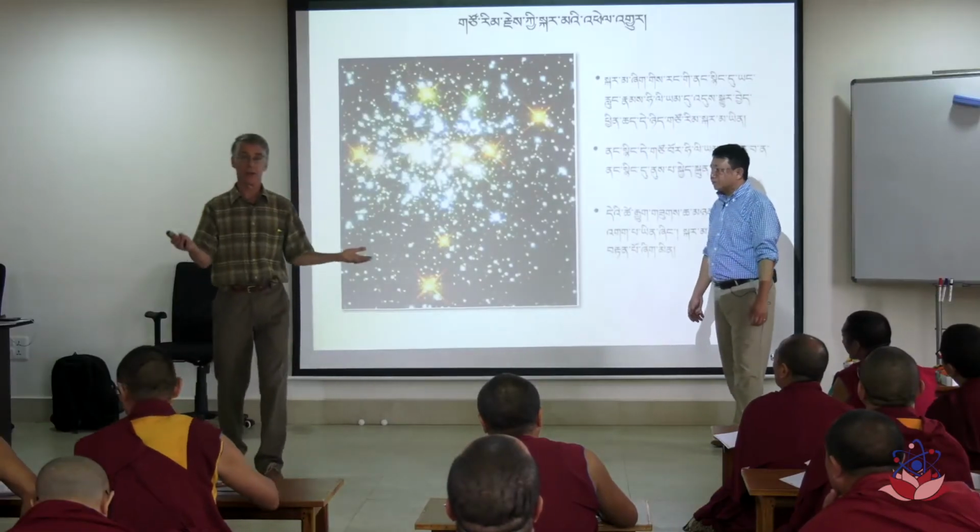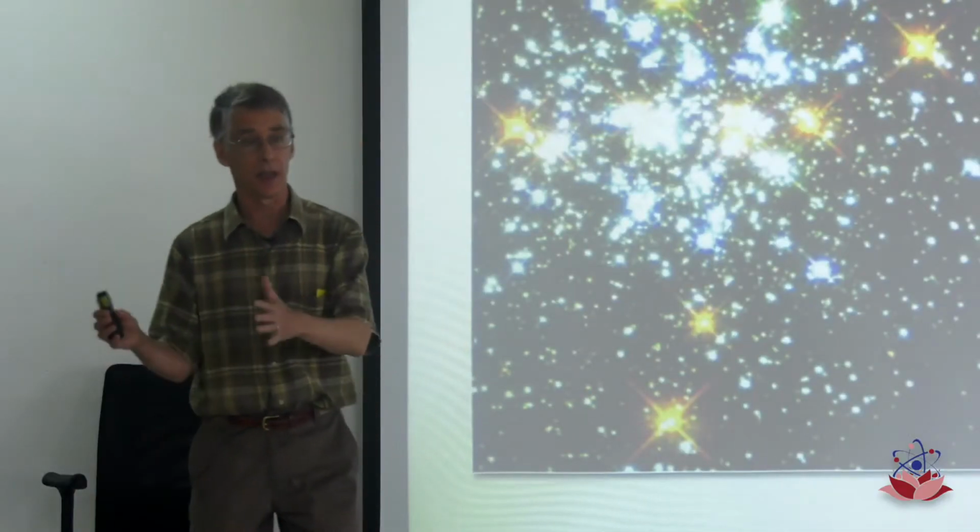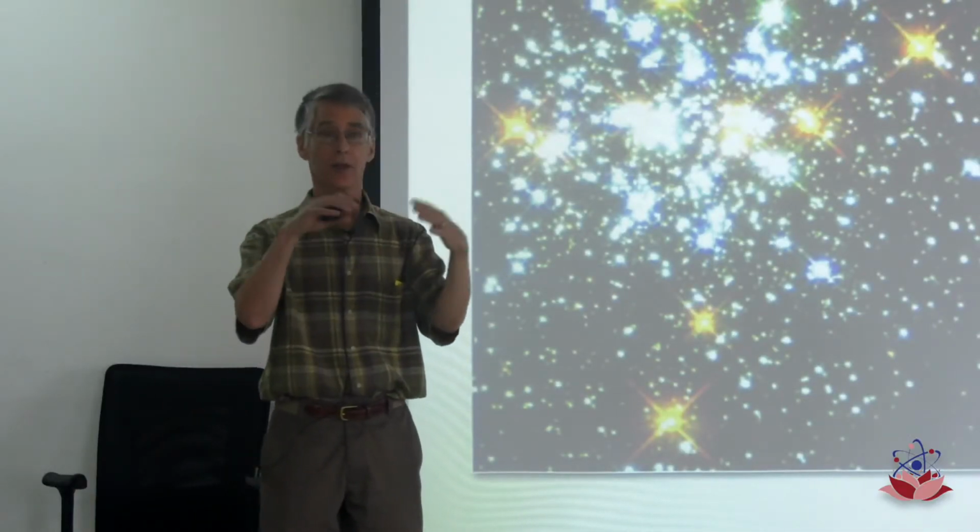So when a star like the Sun is fusing hydrogen to helium, it's very stable and it's on the main sequence.